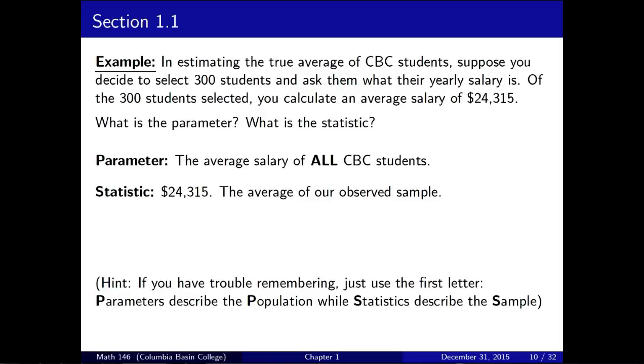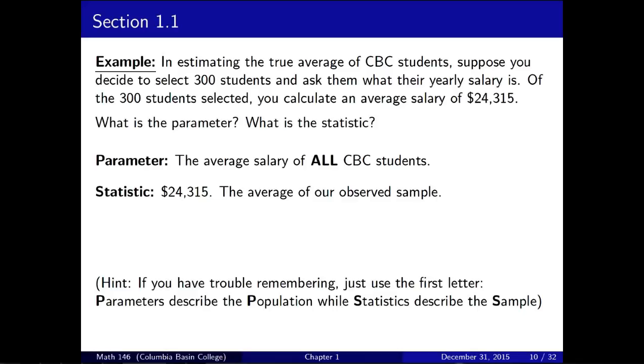So go back to the CBC example. Suppose you collect 300 students, you ask them what their yearly salary is, and of the 300 students you select, you get an average salary of $24,315 a year. What would be a parameter here, and what is the statistic? Now remember, the parameter is usually unknown. The parameter is the average salary of all CBC students. It exists. The value is out there. I'll just never know it. The statistic, however, is the number we got from our sample. That's 24,315, the average of our 300 observed people. If you're having trouble remembering, I always just match the first letters. The parameters describe the population, while the statistics describe the sample.